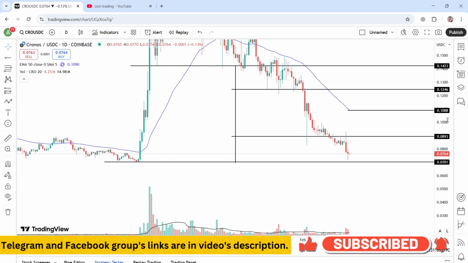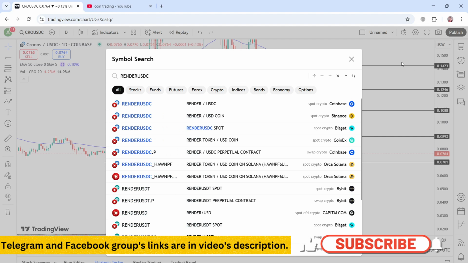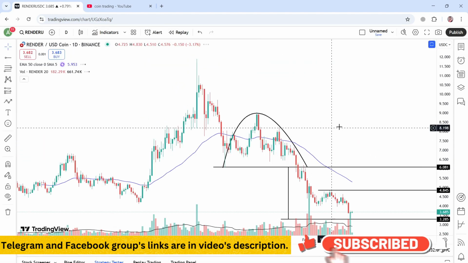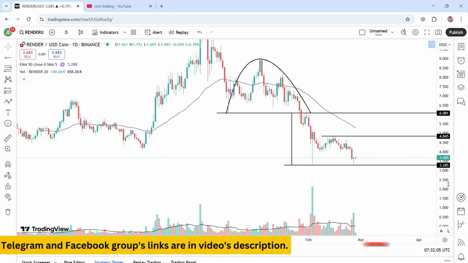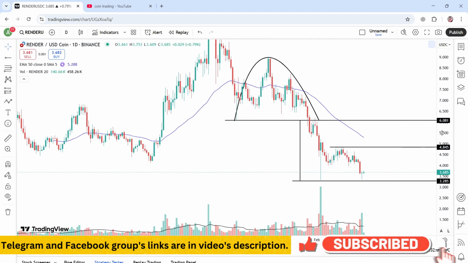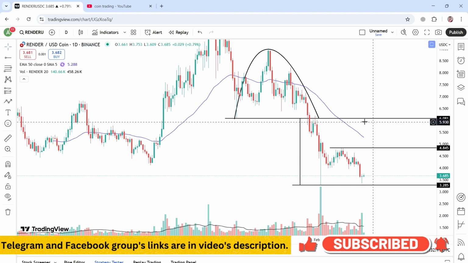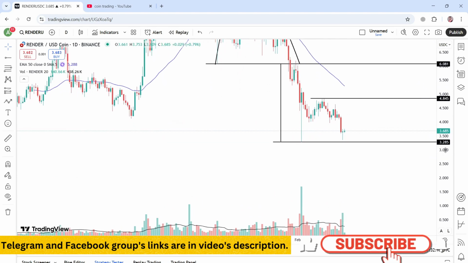The next coin is render. So if we look at the render on 1 day time frame, it is moving in its downtrend, and it gave the breakdown of this arc formation when it gave closing below 6.081 in this candle. After that, it exposed the final target of 3.285.